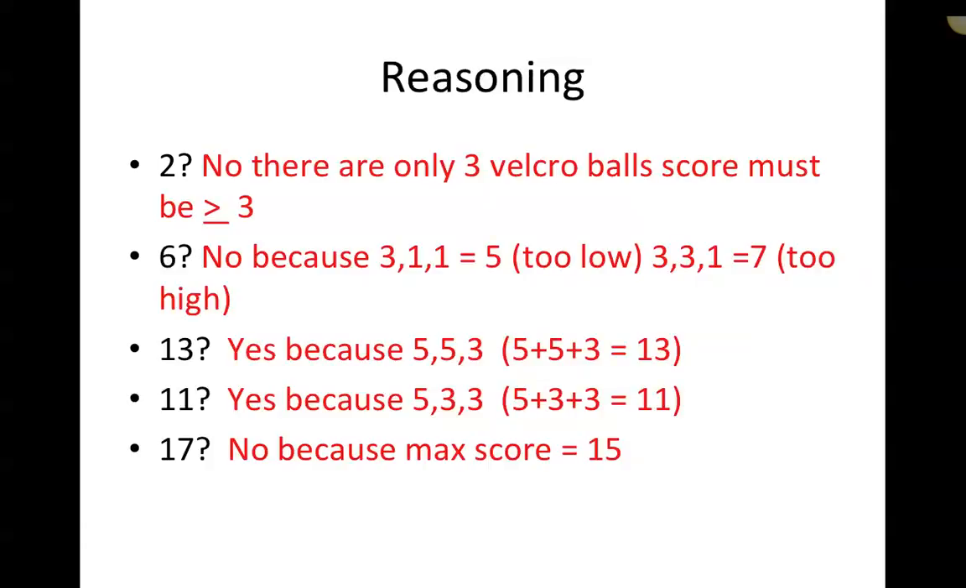Could you get a 2? No. Since you have 3 tennis balls, the score has to be at least 3. Could you get a 6? No. Because if you got a 3, a 1, and a 1, your score would be 5, which is lower than 6. And if you got a 3, a 3, and a 1, that would be 7, which is a score higher than the 6. No 6, right above and right below. 6 is impossible to get in this game.